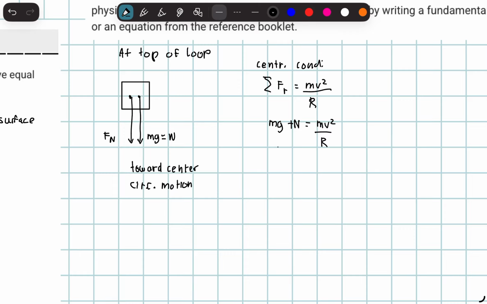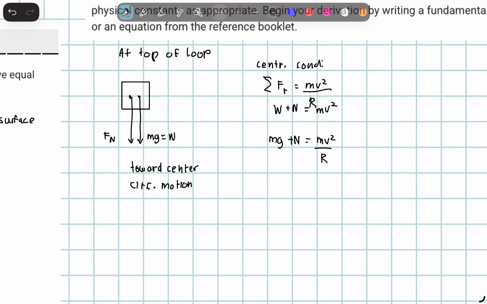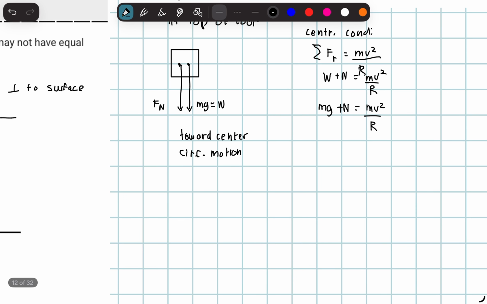That's N, and that's the weight force. So weight plus N is equal to mv squared over r. Both of these forces contribute to the centripetal force. So now after this, what can we do?